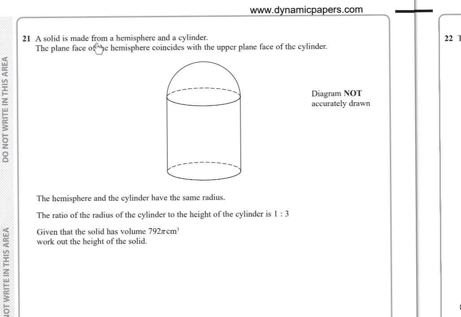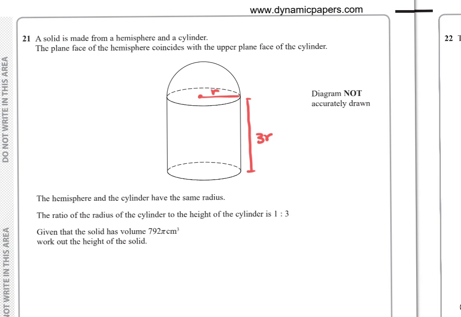21. A solid is made from a hemisphere and a cylinder. The plane face of the hemisphere coincides with the upper plane face of the cylinder. The hemisphere and the cylinder have the same radius. The ratio of the radius of the cylinder to the height of the cylinder is 1 to 3. So if this is R, the height will be 3R, because the ratio is 1 to 3. Given that the solid has volume 792 pi, work out the height of the solid.